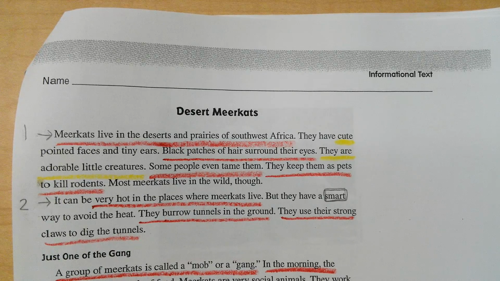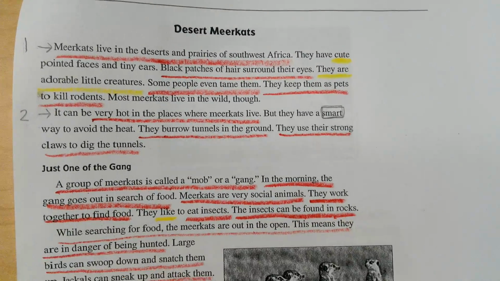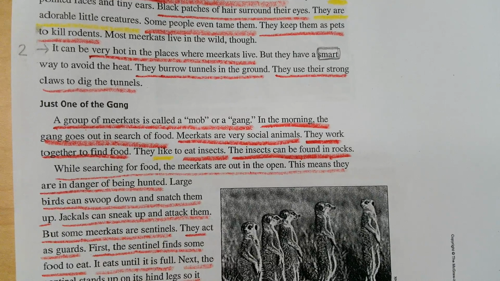They have cute, pointed faces and tiny ears. Black patches of hair surround their eyes. They are adorable little creatures. Some people even tame them. They keep them as pets to kill rodents. Most meerkats live in the wild, though. It can be very hot in the places where meerkats live, but they have a smart way to avoid the heat. They burrow tunnels in the ground. They use their strong claws to dig the tunnels.